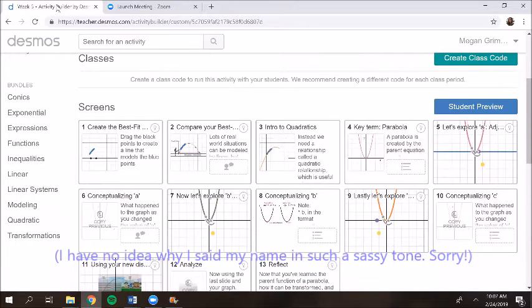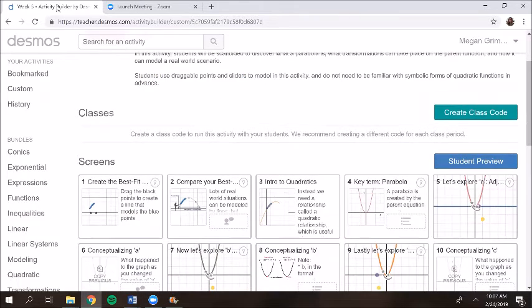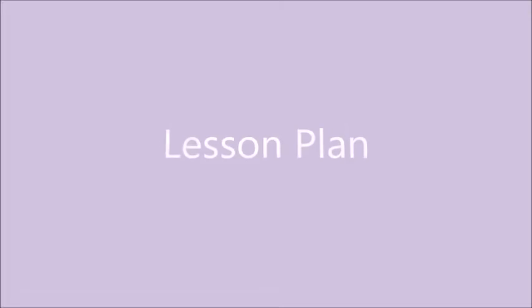My name is Megan, and I designed my activity for a high school classroom as if this was their first time being exposed to quadratic functions. I'm assuming my students are native English speakers and have little to no prior knowledge of parabolas, and that they have Chromebooks to use Desmos on.